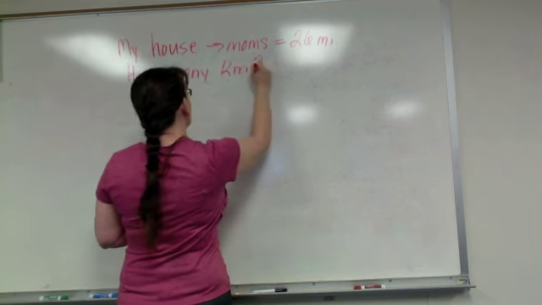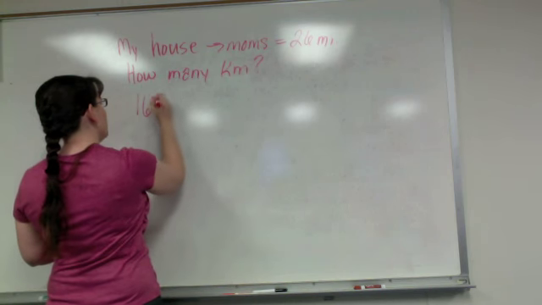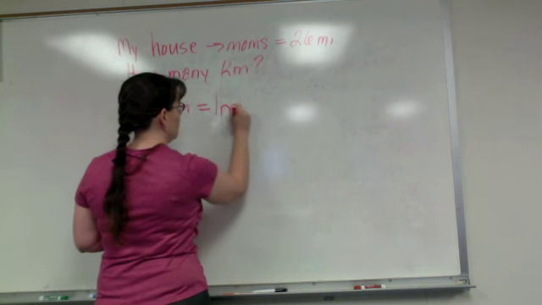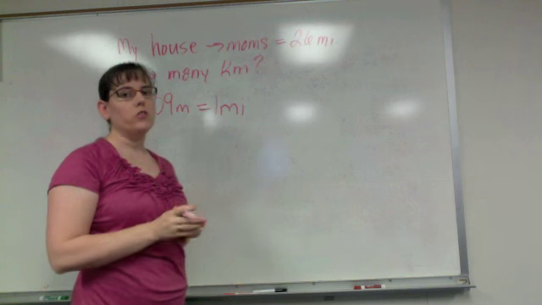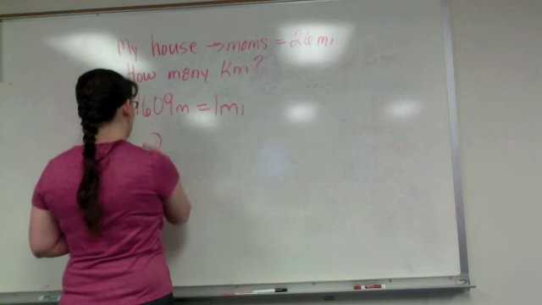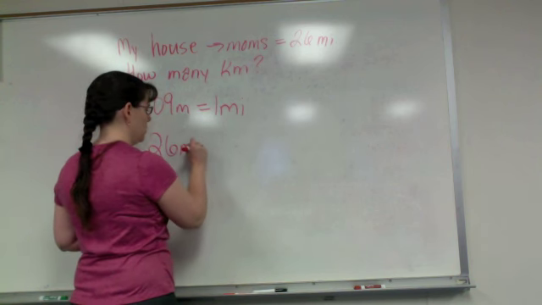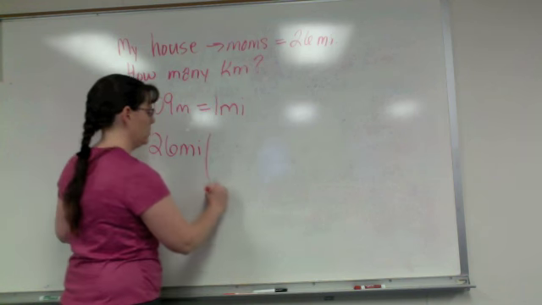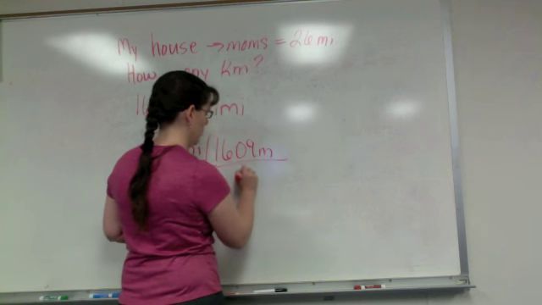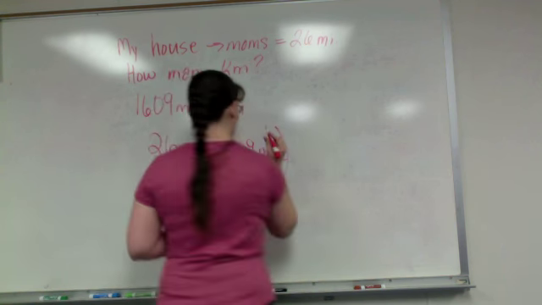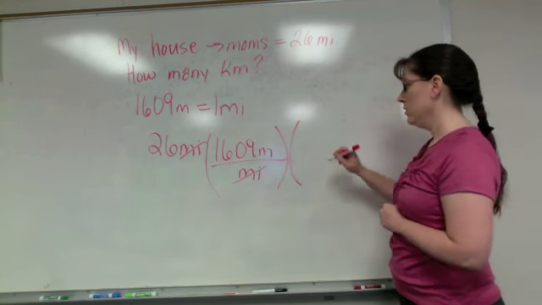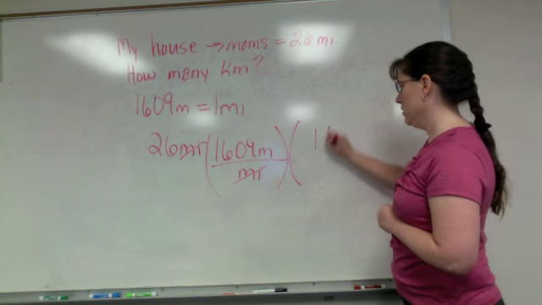You two would be the only ones, I think. There are 1,609 meters in 1 mile. What do I write first? You write 26 miles. And then you put 1,609 meters over 1 mile. And then you cross out miles. And then you do 1 kilometer over 1,000 meters. Yeah, you need to divide.